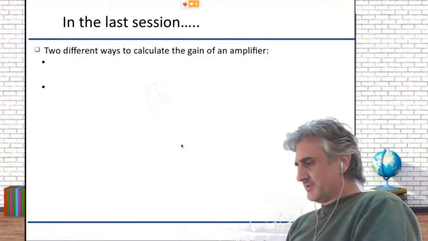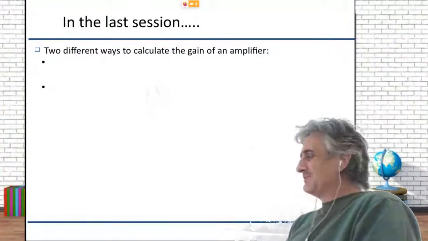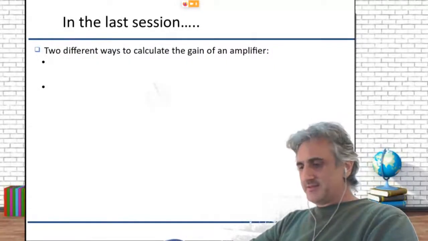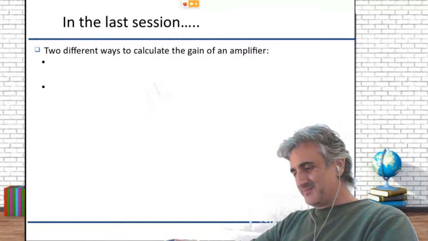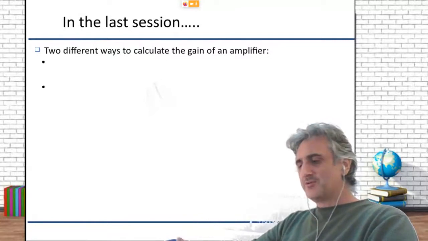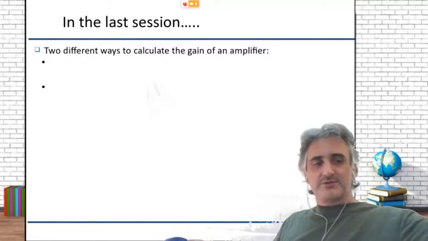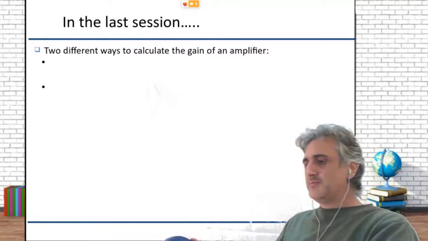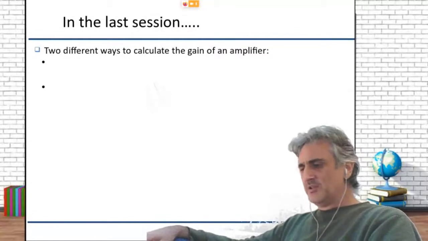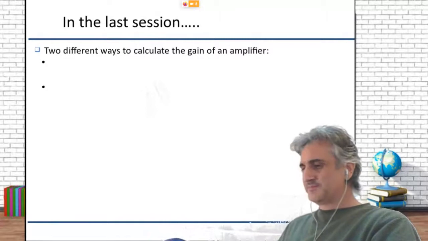In the last session, do you remember Friday? I mean, depending on what you did on Friday night, most probably you will not. But in our session, what we did was looking at two different ways to calculate the gain of an amplifier. Why an amplifier? Because the amplifiers are the building block for any kind of analog electronics. Whatever you do with electronics, you are always using an amplifier somewhere.